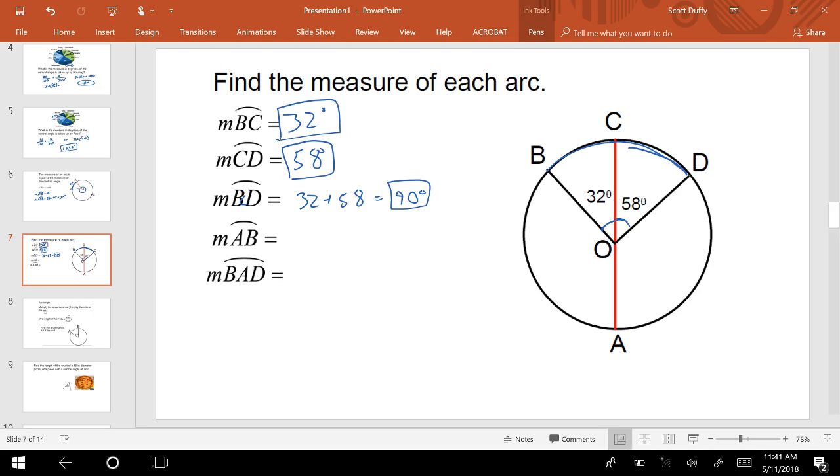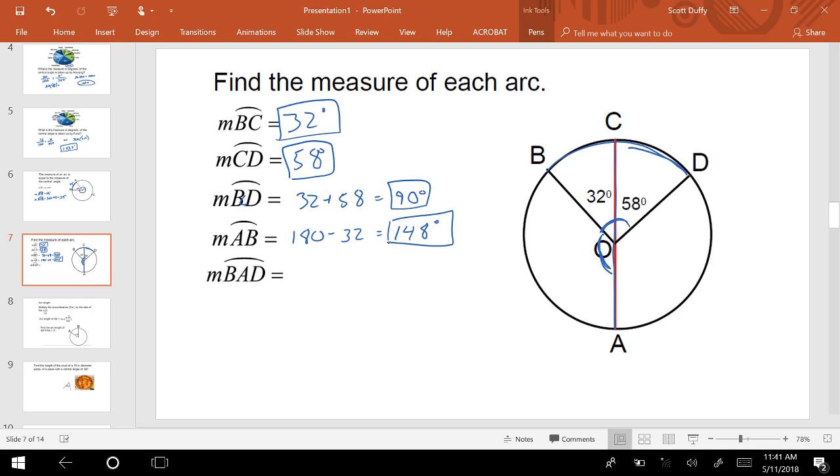The measure of AB. What you see is that this is a straight line. So this angle right here and this 32 angle have to add up to be 180 degrees. So what you can do is say AB is equal to 180 minus 32, which equals 148 degrees.